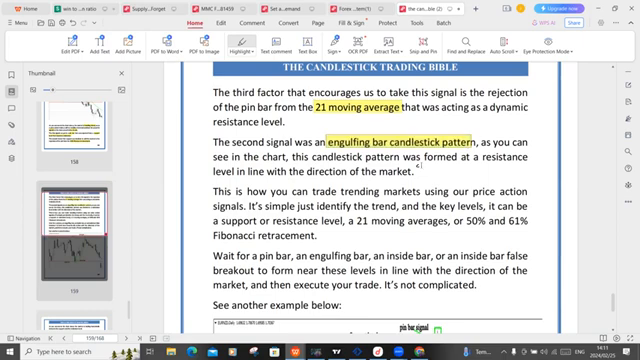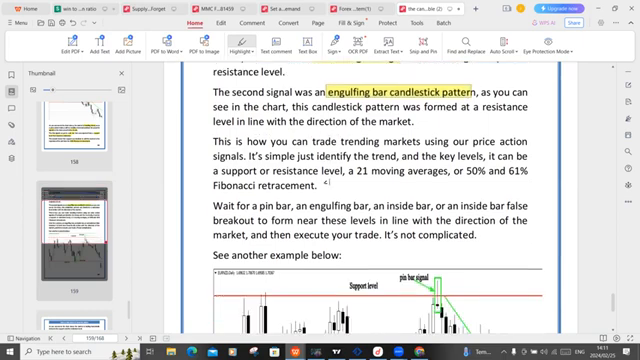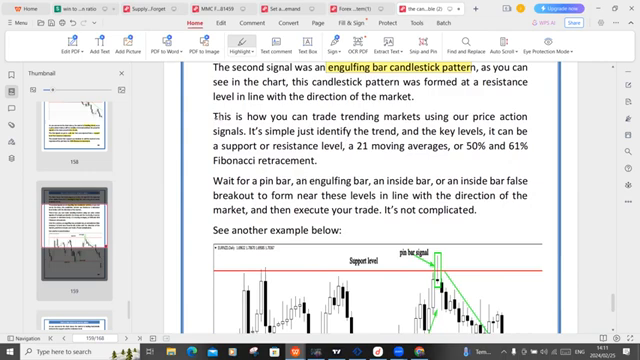As you can see in the chart, this candle pattern was formed at a resistance level in line with the direction of the market. This is how you can trade trending markets using our price action signals. It's simple. Just identify the trend and the key levels. It can be a support or resistance level, a 21 MA, a 50 or 61% fib retracement. Wait for a pin bar, an engulfing bar, an inside bar, or an inside bar false breakout to form near these levels in line with the direction of the market. Then execute your trade. It is not complicated.